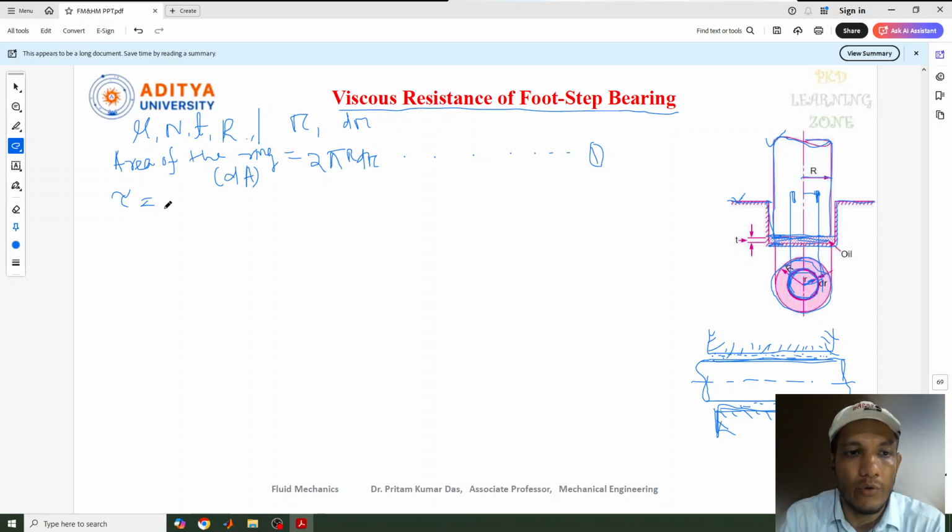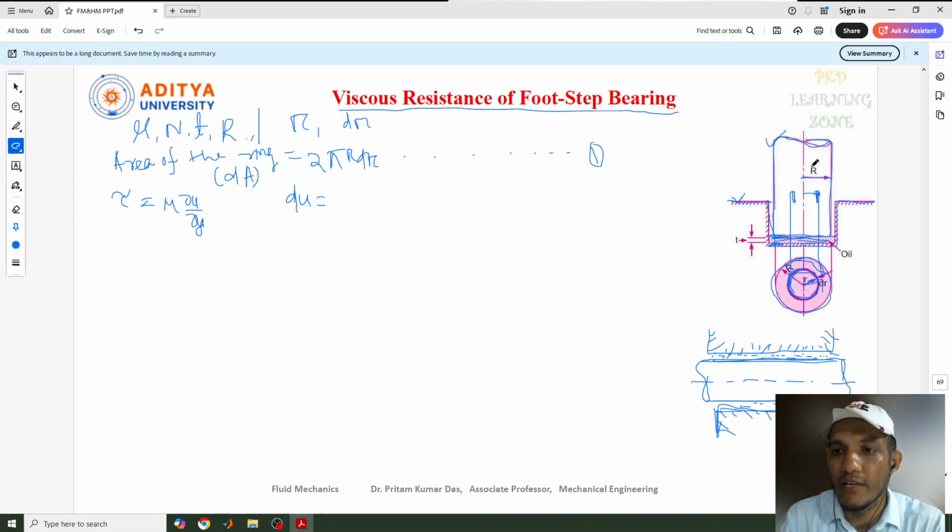We can write tau equal to mu into du by dy, or del u by del y. So du by dy you can also write, no issue. Now here, mu into du by dy is like Newton's law of viscosity, where we have taken du as the change in velocity, and dy as the change in height or thickness.